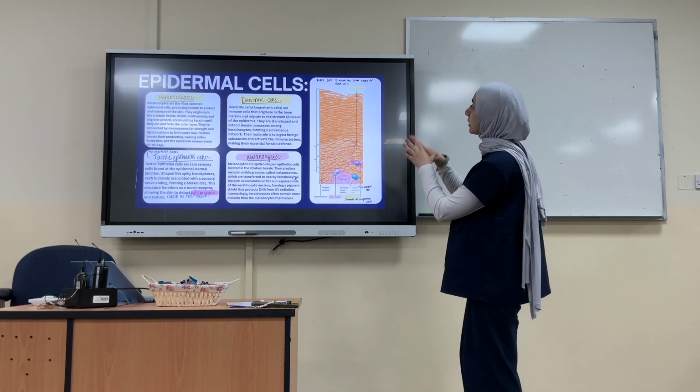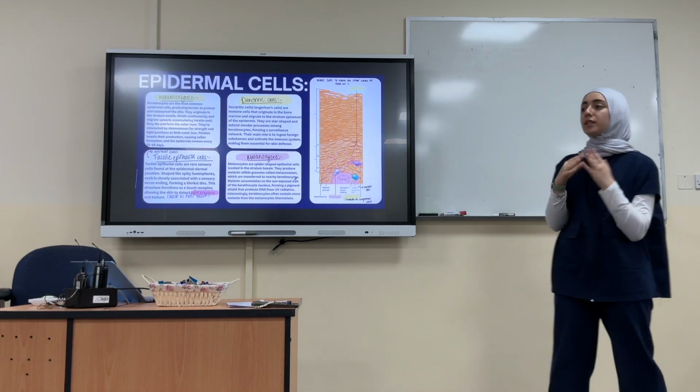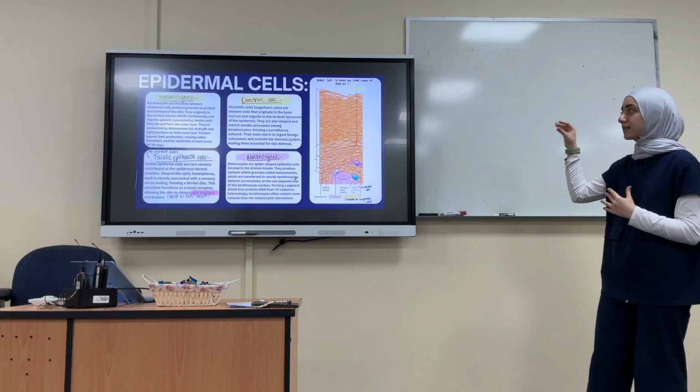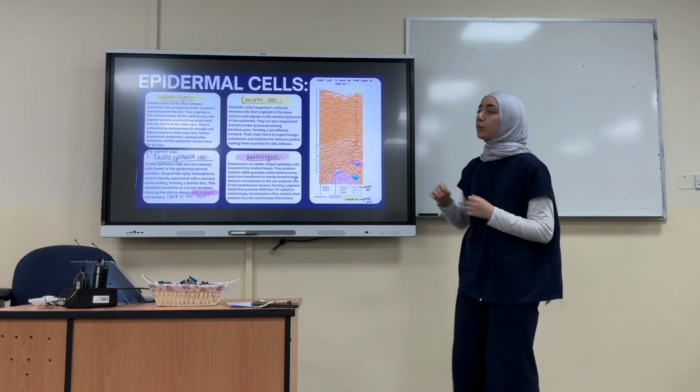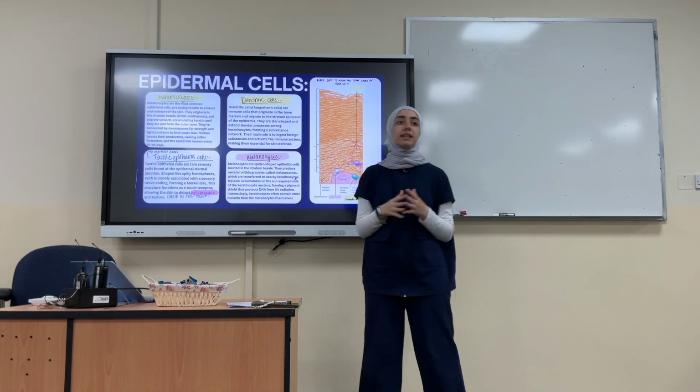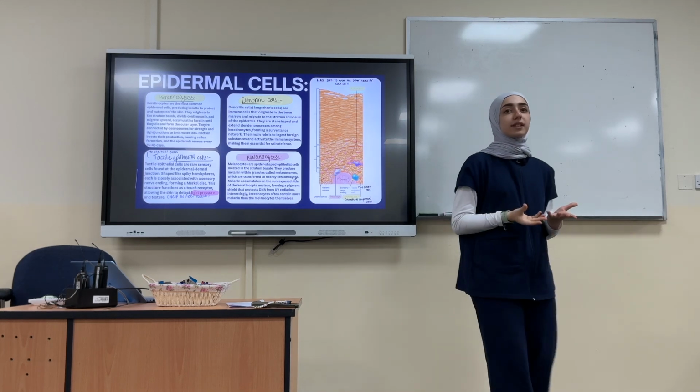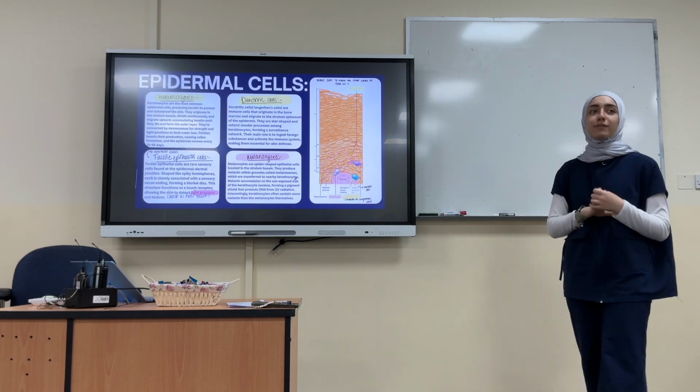Now moving on to the cells of the epidermis. Now epidermis, I did mention, it's the first layer of the skin. Okay, so there are many cells that go into this layer, and the most prominent cell type is the keratinocytes. Now, what do keratinocytes do? Does anyone have any idea?